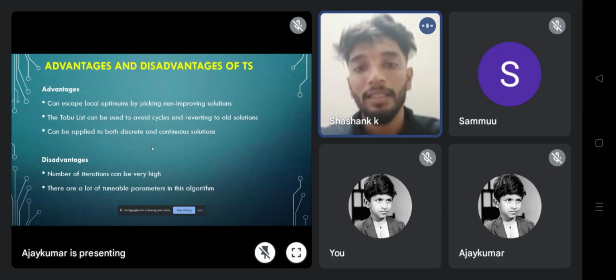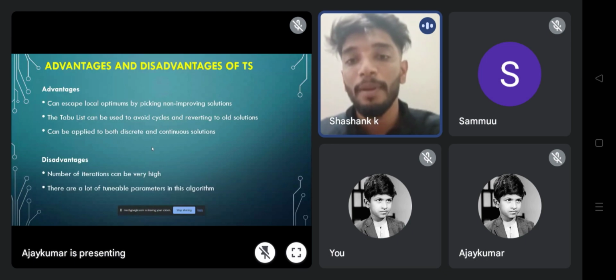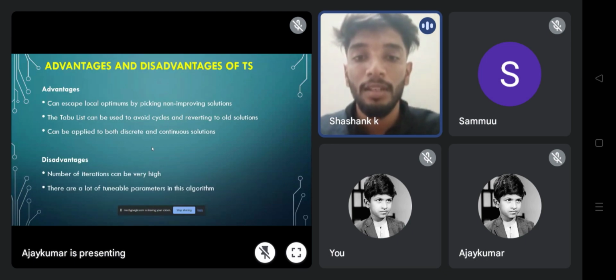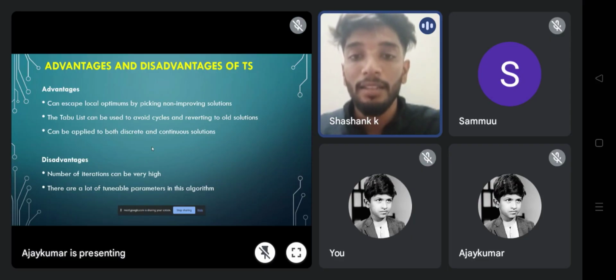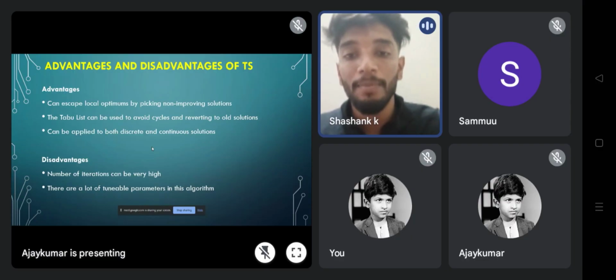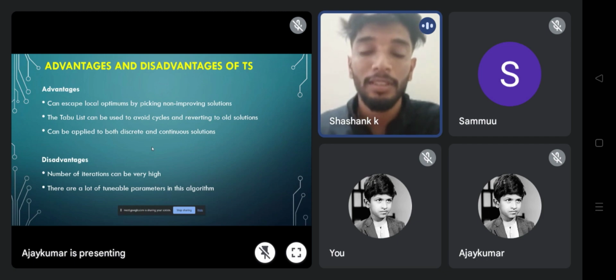Some of the advantages are that it can escape local optima by picking non-improving solutions, and it can be used to avoid cycles and reverting to old solutions. It can be applied to both discrete and continuous solutions. These are some advantages of the Tabu algorithm. Some disadvantages are that the number of iterations can be very high and there are a lot of tunable parameters in this algorithm. So these are some disadvantages.